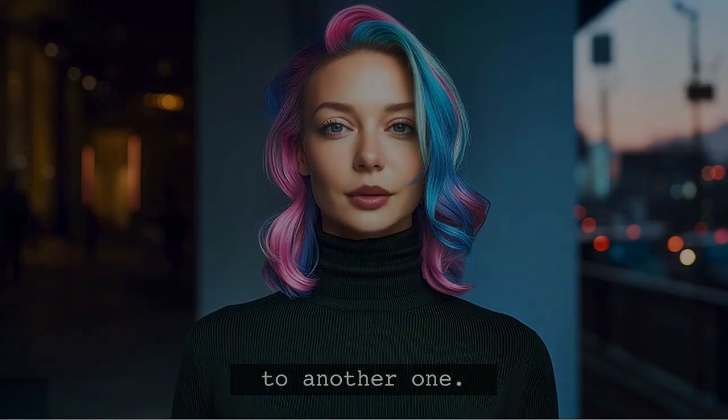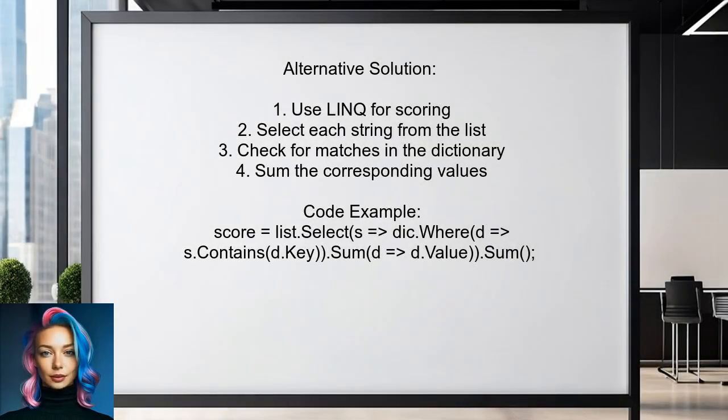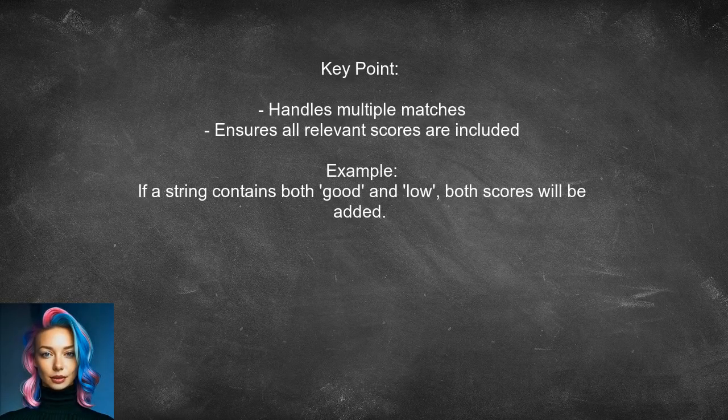Let's move on to another one. An alternative solution provided by another user suggests using LINQ to streamline the scoring process. They propose a single line of code that selects each string from the list, checks for matches in the dictionary, and sums the corresponding values. It's important to note that this approach will account for multiple matches, ensuring that if a string contains more than one key, both scores will be included.